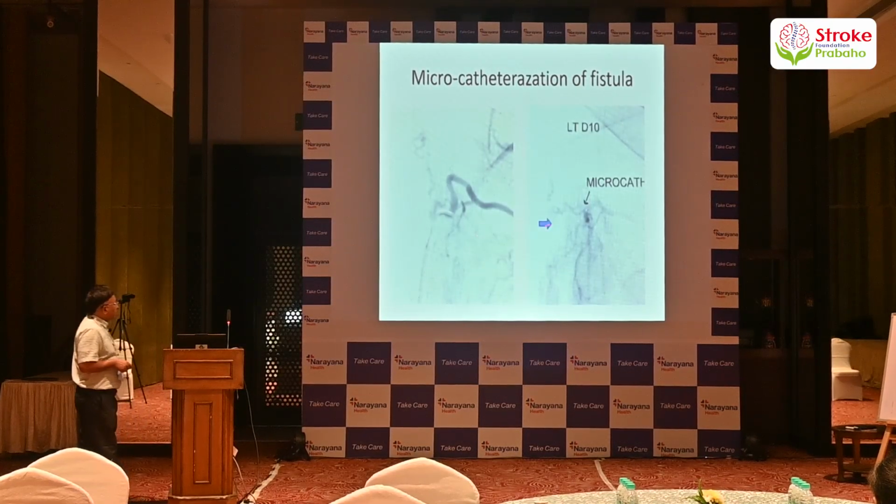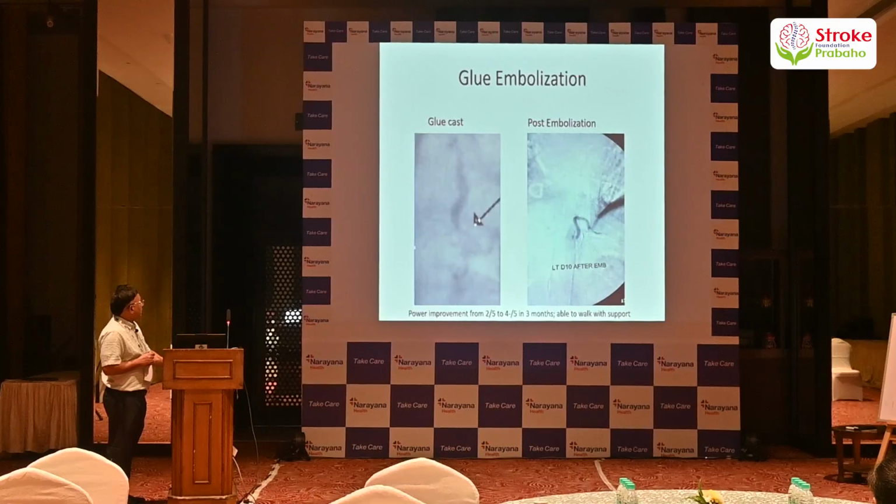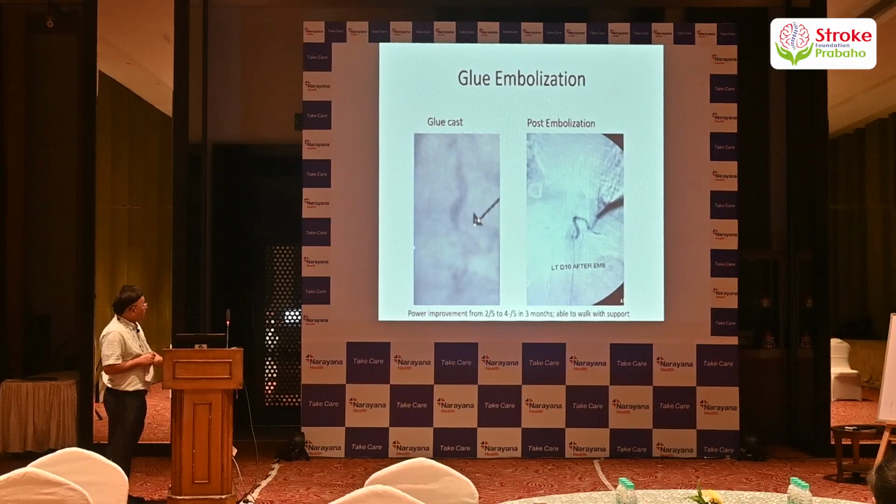So we placed a microcatheter near the fistula and glue embolization was done. So this is the glue cast in the fistula and the proximal part of the vein, and this is after embolization. And here the power improved from 2/5 to 4/5 within 3 months, and the patient was able to walk with support.